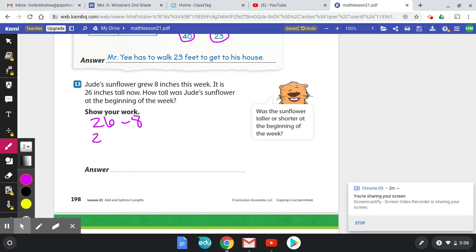So I'm going to make a 10. I'm going to subtract 26 minus the 6, which would give me 20. But I have to subtract a total of 8. So how much more do I need to subtract? That's right, 2. So 20 minus 2 equals 18. So I know that 26 minus 8 equals 18. All right. Remember, we're going back to the beginning of the year when we were making a 10.